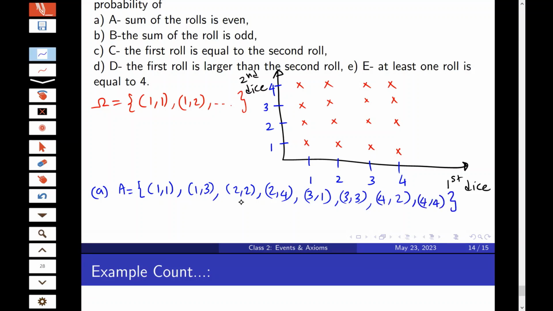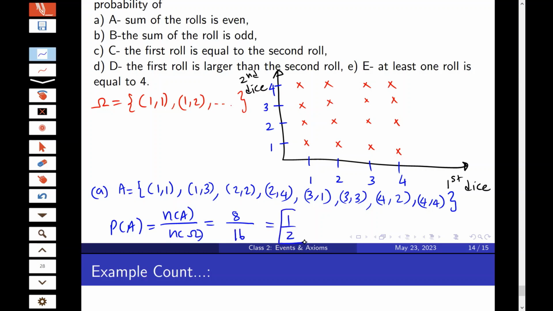So these are all the outcomes in event A. Now we can find the probability of A. Because these are fair dice, it's equally likely events, so we can do P(A) equals N(A) over N(omega). N(A) is the number of items in A, which is 1, 2, 3, 4, 5, 6, 7, 8. So there are 8 events in A, and the total number of events in the entire sample space, which is the number of points in this graph, is 16. Okay, so it is 1/2.